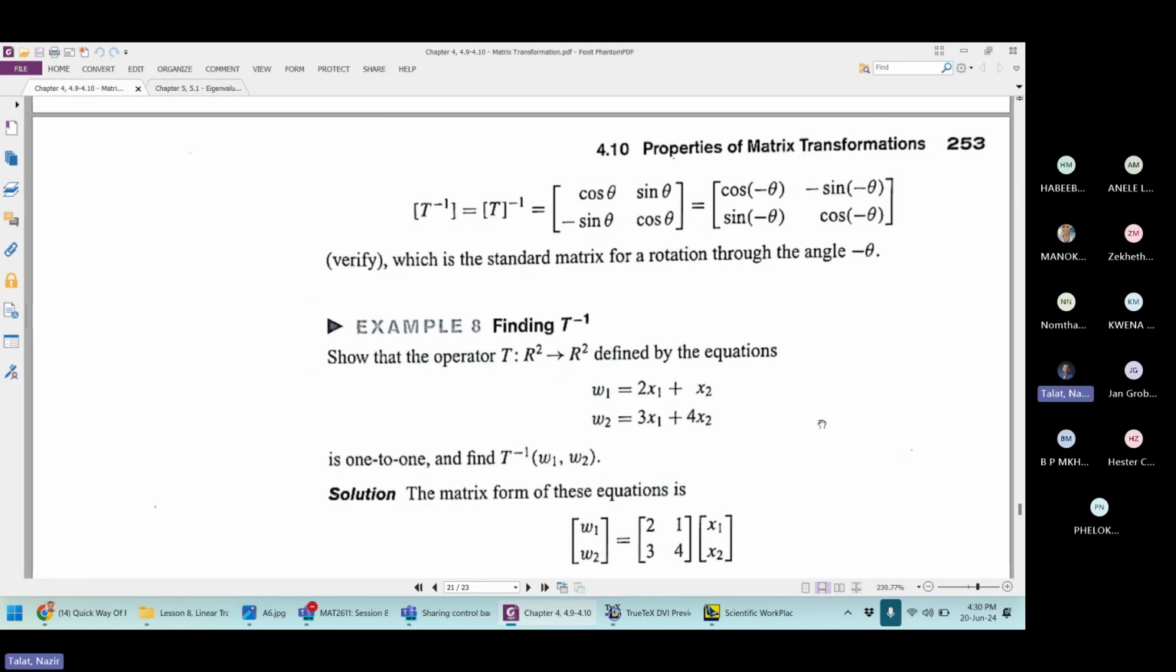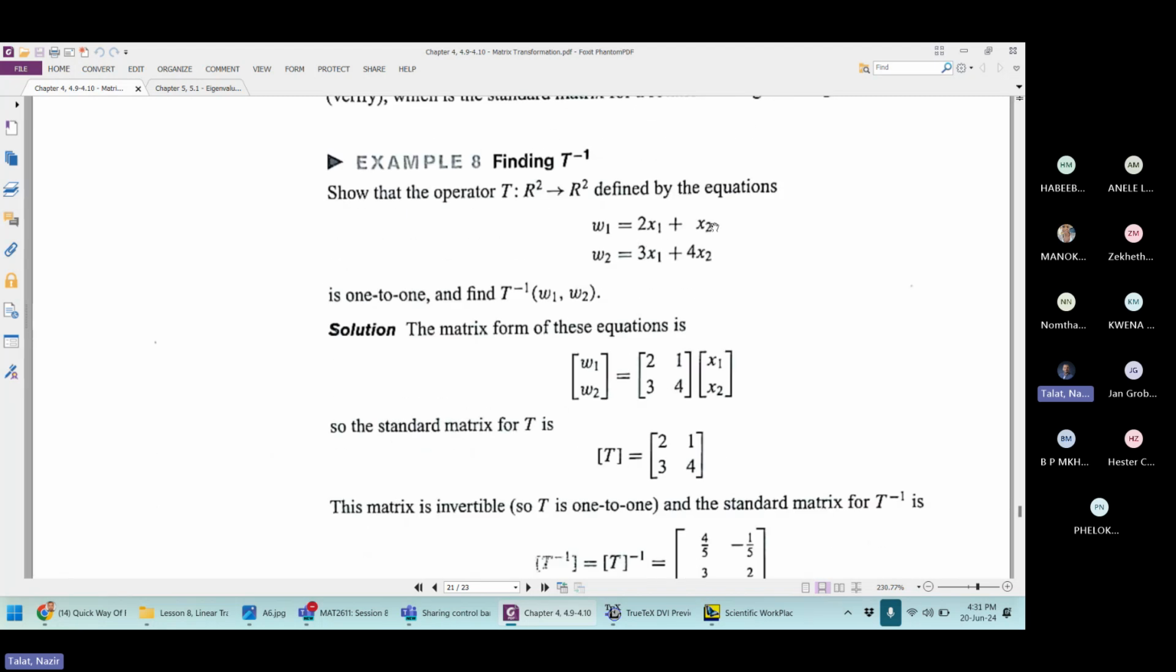Here, this example tells us how to find the A inverse. For example, if T is a mapping from R2 to R2, defined in this way: w1 is equal to 2x1 plus x2, w2 is equal to 3x1 plus 4x2, and it's given that it's 1-1. Then find T inverse of w1, w2. What is the inverse of that matrix?